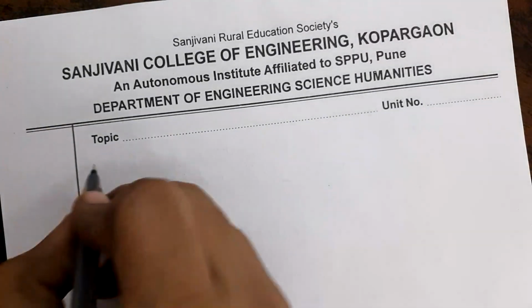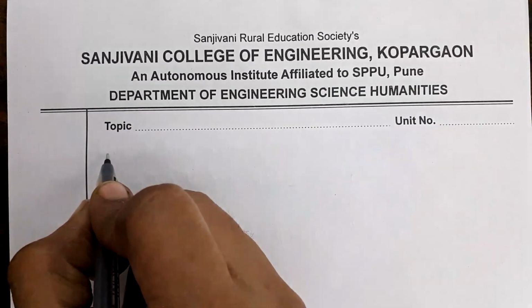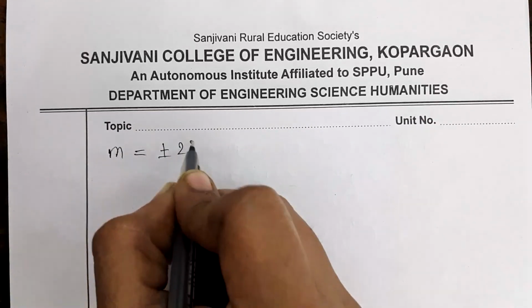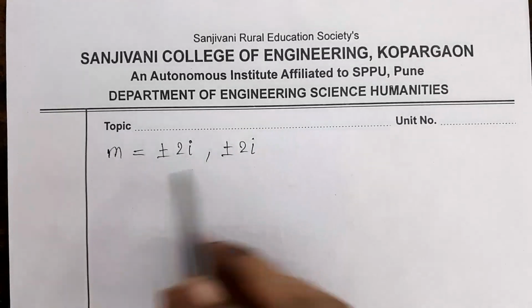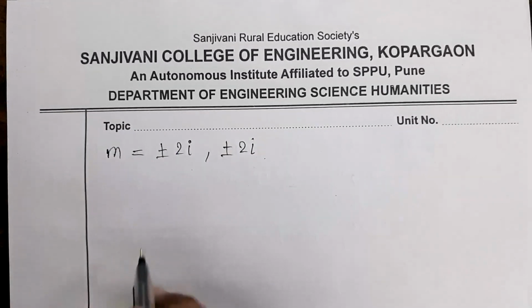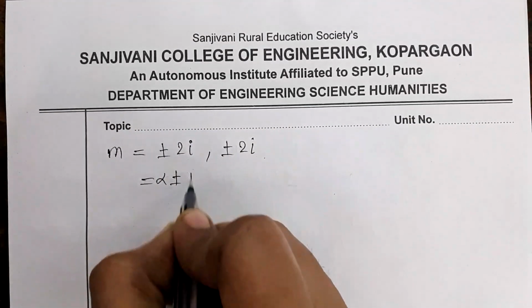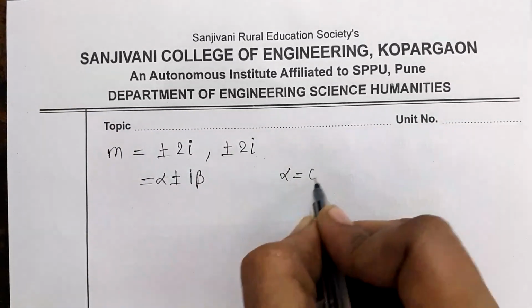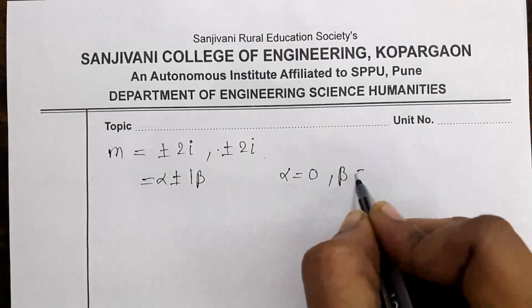Now for example, if we have roots m equal to plus minus 2i and plus minus 2i. Now both the roots are the same: plus 2i, minus 2i, plus 2i, minus 2i. So how to write here? First equate it with alpha plus minus i beta. Now what is the value of alpha and beta in both the roots? Alpha is equal to 0 because no real term is present, and beta is equal to 2.